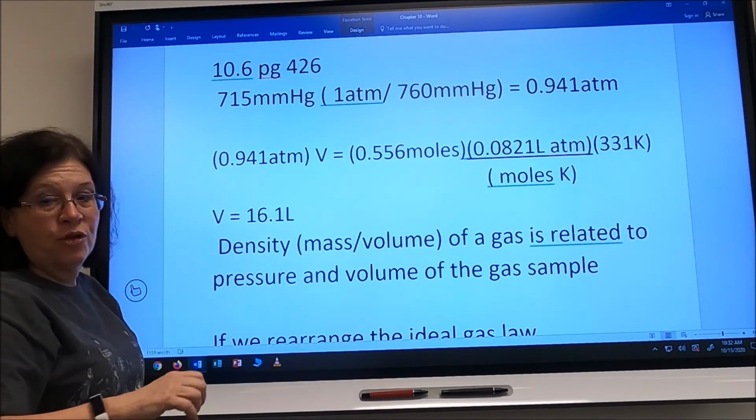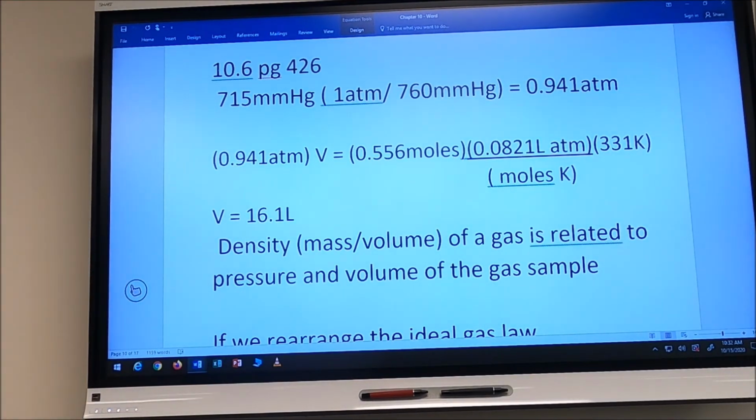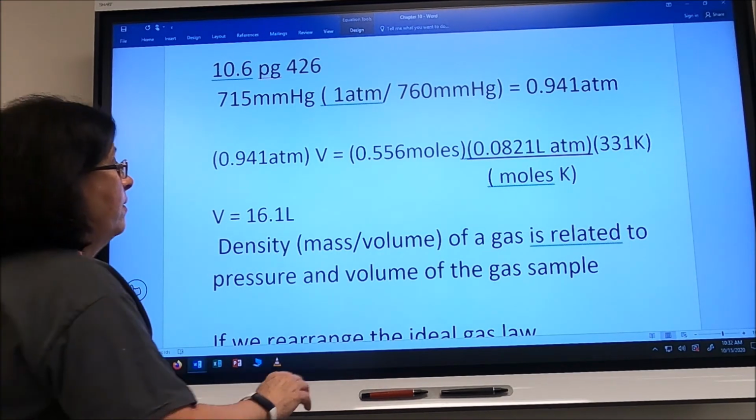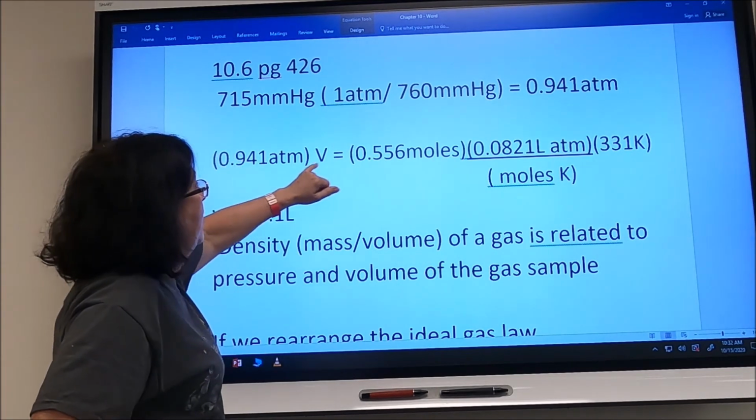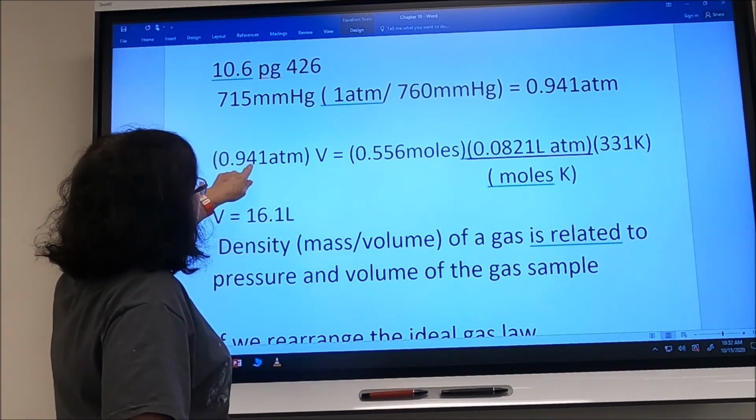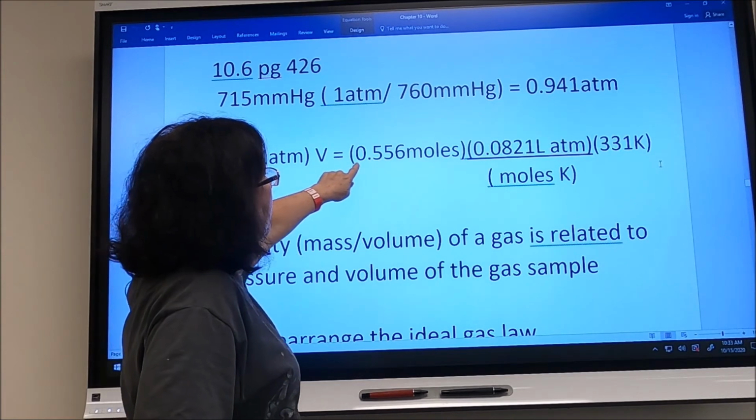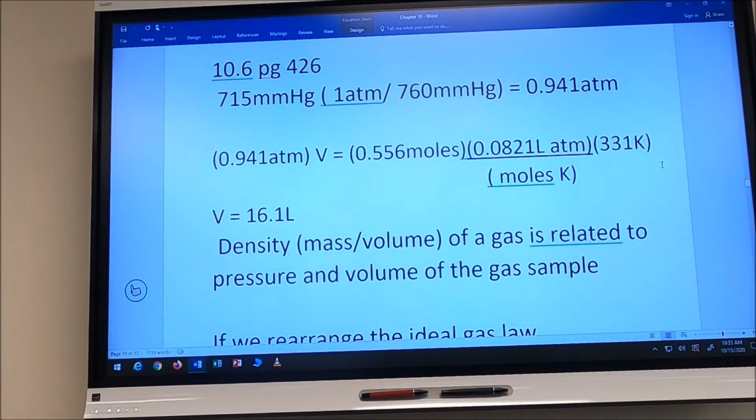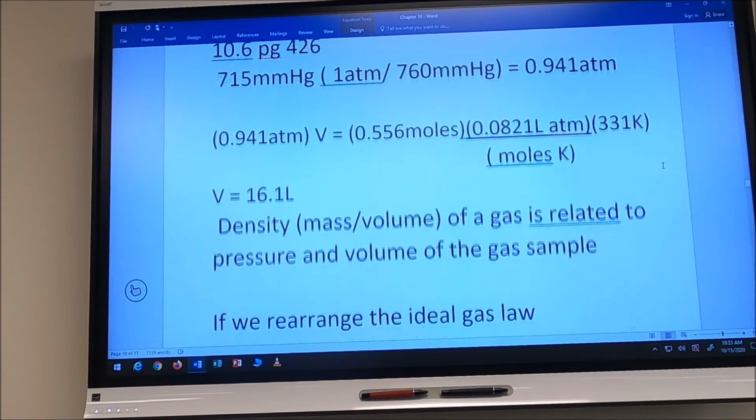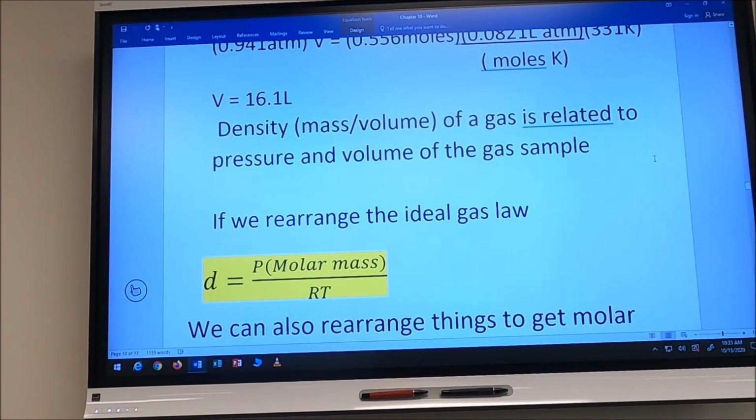Okay, and to get the temperature in Kelvin, I'm just going to add 273 to 58, and that's where the 331 comes from. So PV equals NRT, 0.941 atmospheres times the volume has to equal 0.556 moles times 0.0821 liters atmospheres over moles Kelvin times 331 K. Solve it. We get a volume of 16.1 liters. Okay, again, it's another plug and chug.